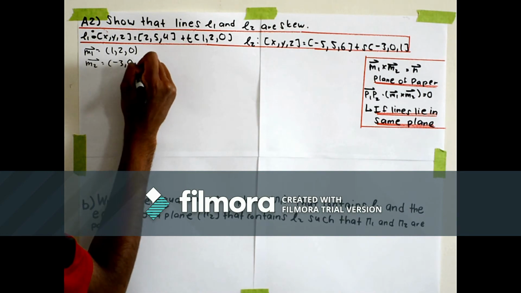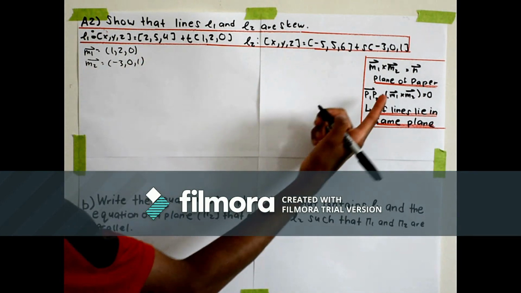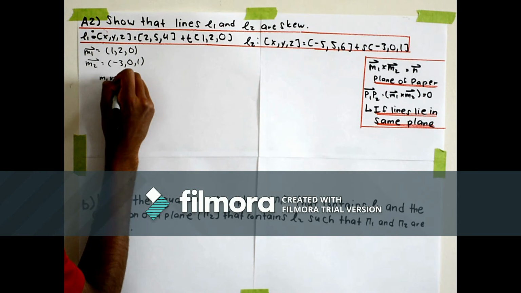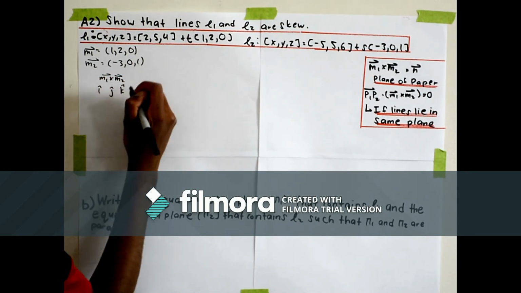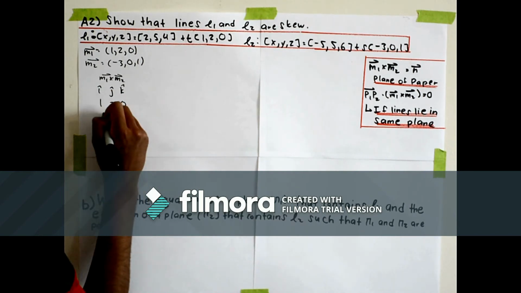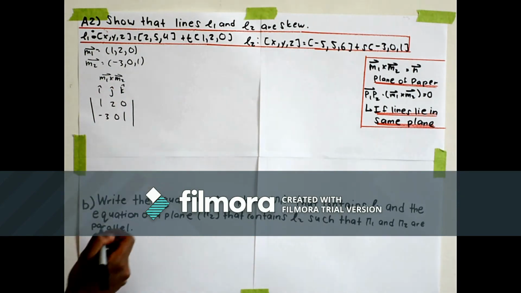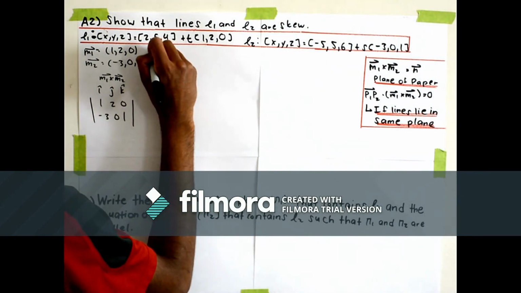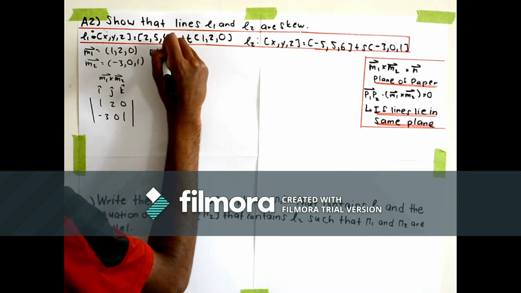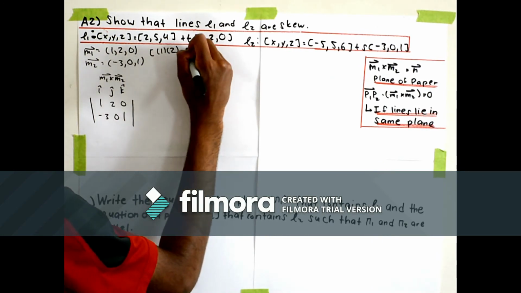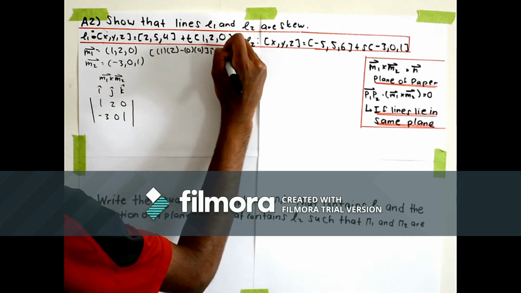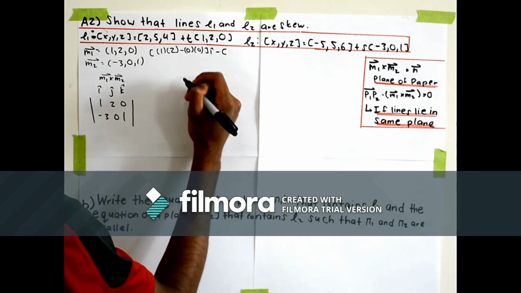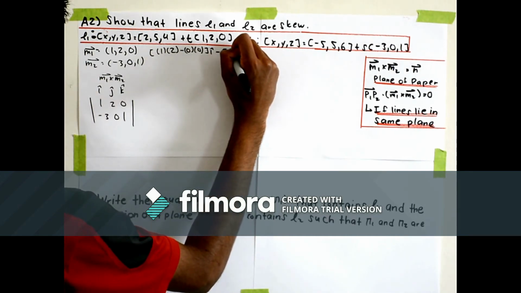Vector P1P2 is the vector connecting line L1 and L2. The dot product between vector P1P2 and the cross product of vectors M1 and M2 must equal 0 if the lines lie in the same plane. For this case, since we're proving that they're skew, it cannot equal 0. We know vector M1 is 1, 2, and 0 from our first line, and vector M2 is -3, 0, and 1 from our second line. Therefore, by taking the cross product, we get a final vector of 2, -1, and 6.